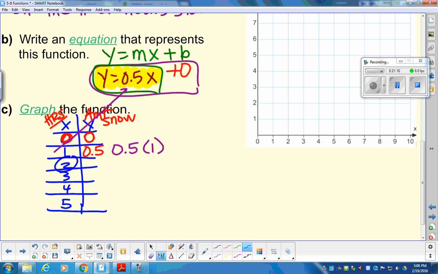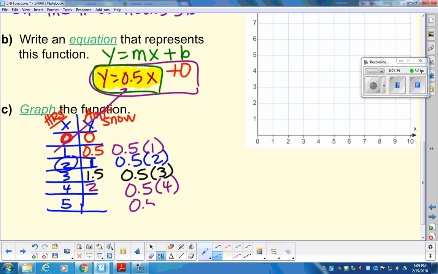If it's been snowing for 2 hours, then we would say 0.5 multiplied by 2. 0.5 multiplied by 2 means we have 1 whole inch. A half inch for the first hour, half inch for the second hour means we have 1 full inch of snow. 0.5 inches for 3 hours means we have 1.5 inches total. Notice the slope is increasing by a half inch. Every hour we increase a half inch of snow. For 4 hours would be 2 full inches of snow. And if it's been snowing for 5 hours, we would have 2.5 inches of snow.